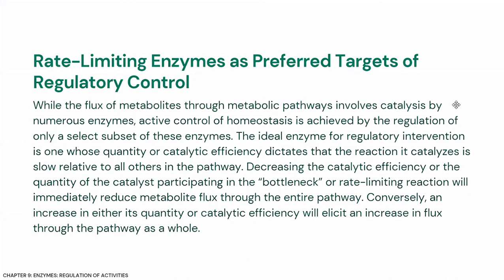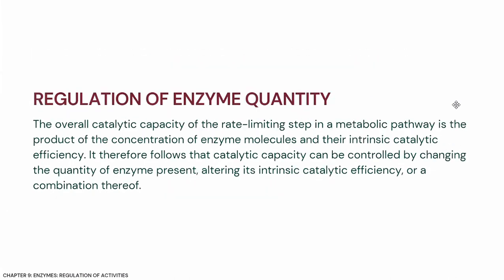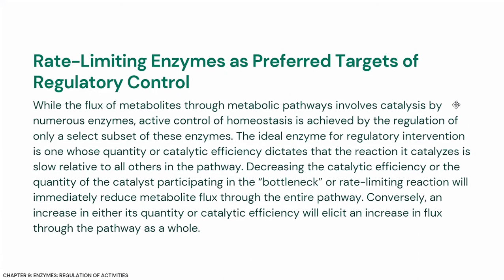Rate-limiting enzymes as preferred targets for regulatory control. Rate-limiting enzymes are usually enzymes that are found early in the metabolic pathway. Usually they are found in the first or second enzymatic reactions where you have regulatory control. The control is either product inhibition, where you have so many products already formed and the product itself is the one that inhibits the activity of the enzyme. Product inhibition.